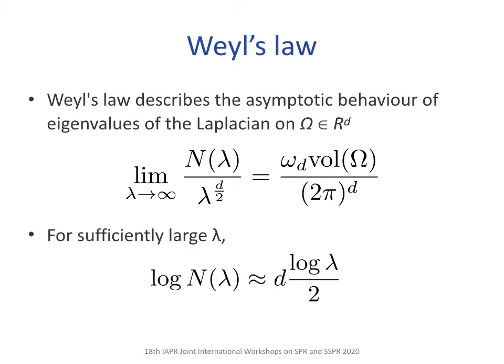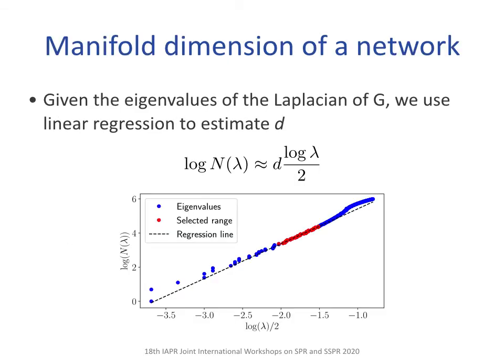Then we can take the logarithm of this and obtain a linear relation between the two sides, where the dimension of the space D can be easily estimated given a few sample points. So this brings us to our simple idea. Given a graph G, we compute the spectrum of its Laplacian and we use linear regression to estimate the dimension D of the underlying space, given the previous equation. For this to work, we have to assume that the graph is manifold. So in other words, that the graph can be seen as a discrete representation of the continuous underlying space.